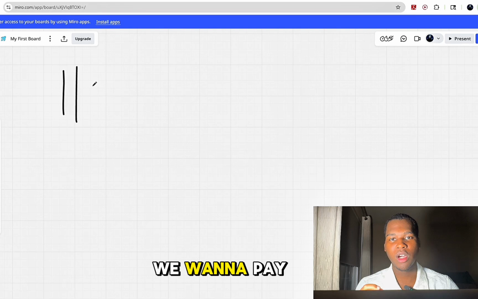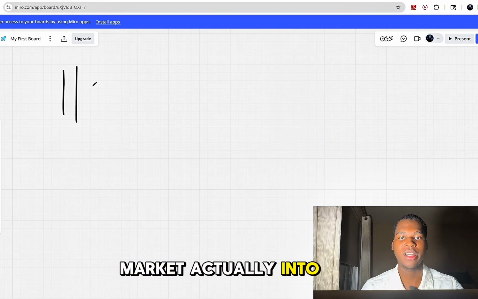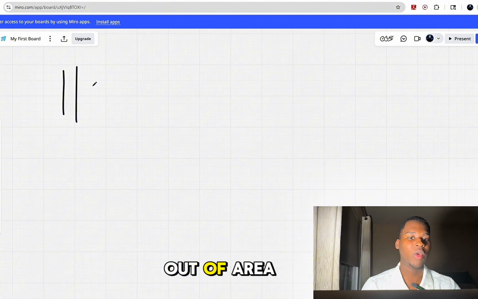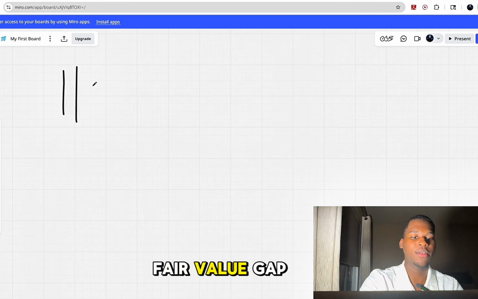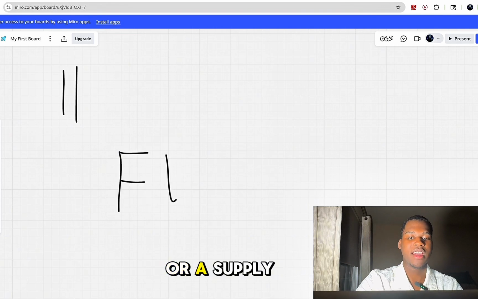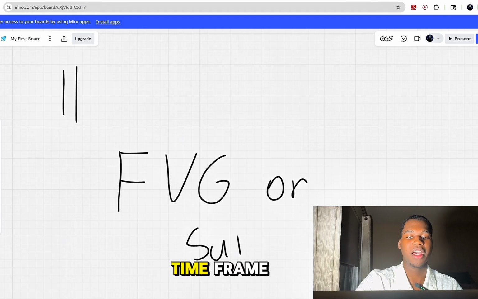Now, after we have identified market structure, we also know our areas of liquidity. The next thing we want to pay attention to is where the market is actually at. We know that we've just taken out an area of liquidity, but we also want to see the market tap into either a fair value gap or a supply or demand zone on the higher time frame.